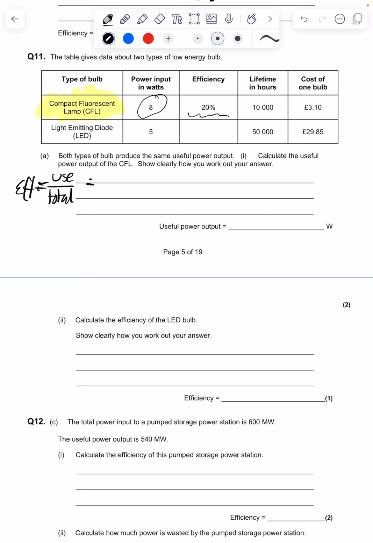So when we look at our calculation here, we want to basically rearrange this, and we want to find out what's going in. So we want to work out what is 20% of 8 watts for this equation here, which equals 1.6. So that's going to be 1.6 watts. And then we can test that in our calculation. 1.6 divided by 8, alright, should be 0.2.